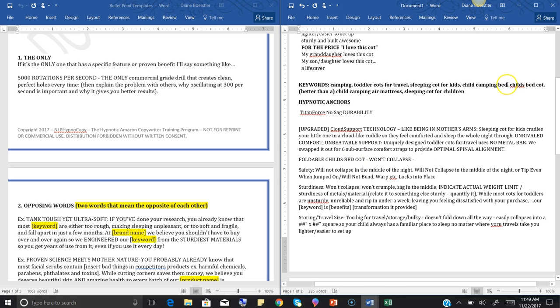Okay, so you see I did that. I grabbed a keyword. So I said foldable, right? It's foldable, but it won't collapse. Those are two opposing things. People think, well, if it's foldable, it's going to collapse. If it collapses, that means it's foldable. And then we just plugged a keyword in here.